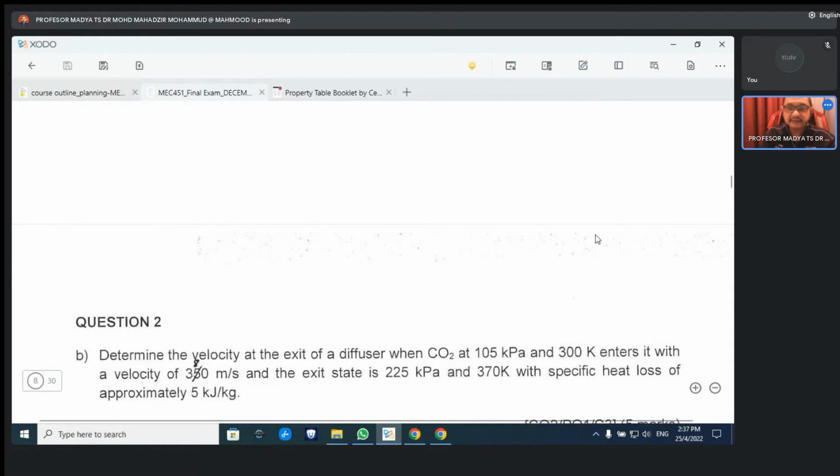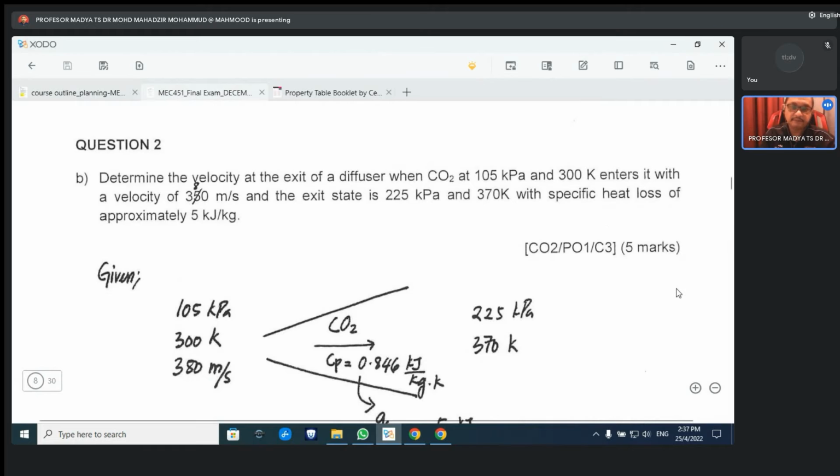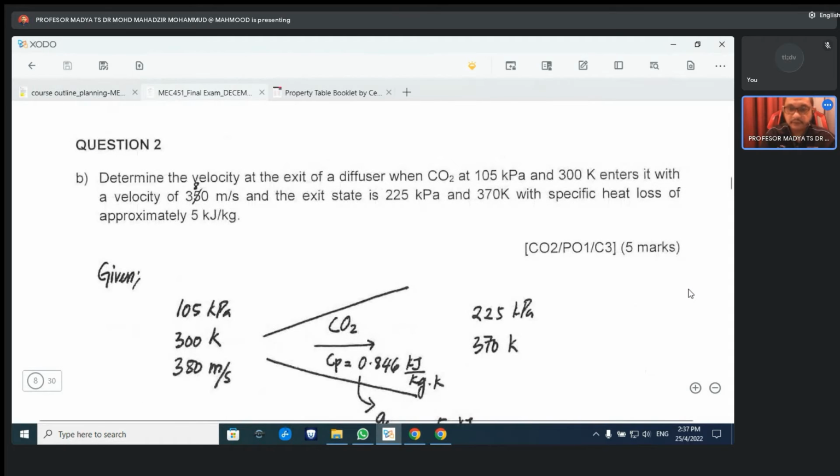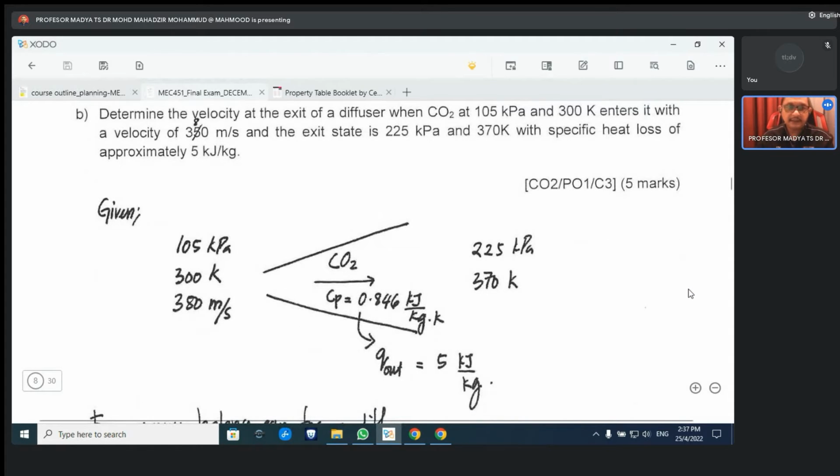Okay, so what should you do firstly when you get this question? Firstly, list down what has been given. Okay, this is the diffuser, the schematic diagram of the diffuser. At the inlet, we put all the values that have been given in the question. The working fluid used by this diffuser is carbon dioxide, which means a gas.